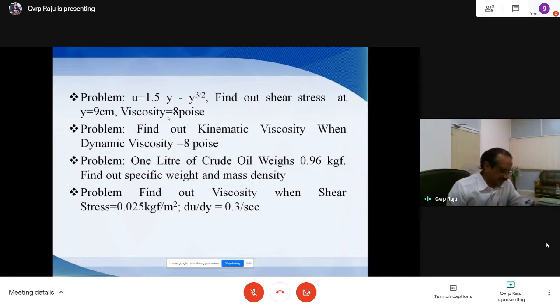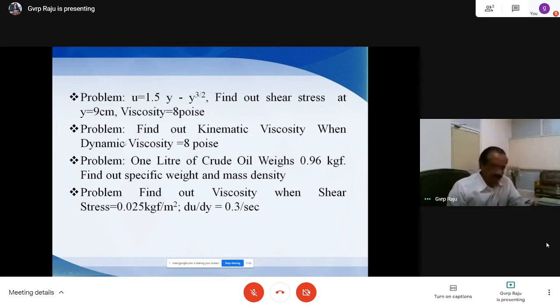0.0815 kg force seconds per meter square. And if you use tau is equal to mu into du by dy, so mu is equal to 0.0815 and du by dy is 1.05, and the answer is 0.0856 kg force per meter square. So the answer is 0.0856 kg force per meter square. That's the first problem solution.